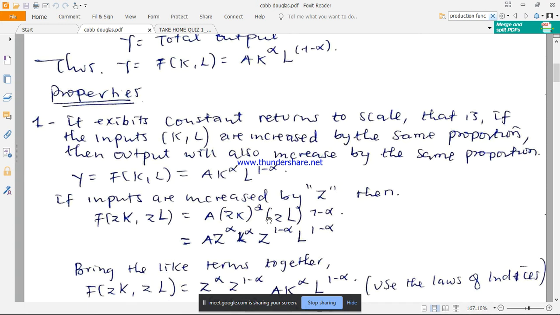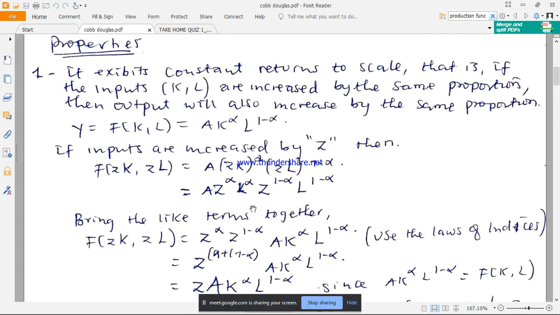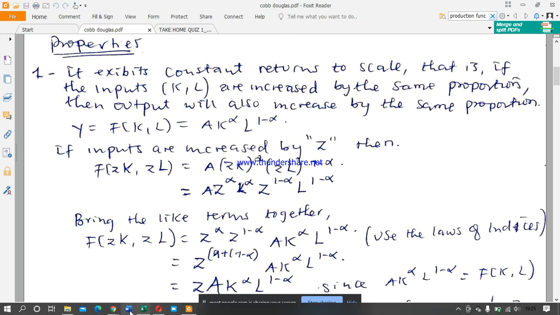So now, if we open the brackets, we're going to have A Z raised to the power alpha, K raised to the power alpha, because we're just opening the brackets. These are indices. We did indices in grade 10. Then Z raised to the power 1 less alpha, L raised to the power 1 less alpha. Now let's bring the Z's together, because these are like terms. We've got Z here and another Z there.